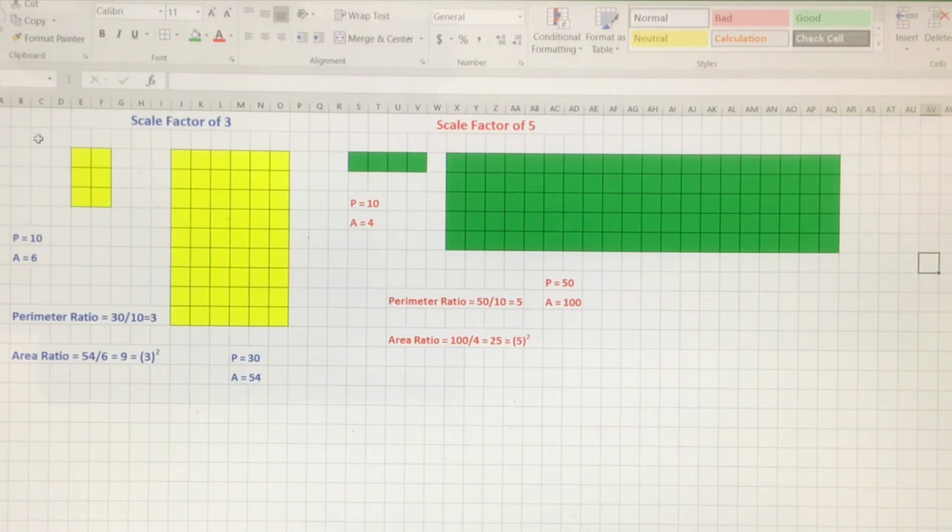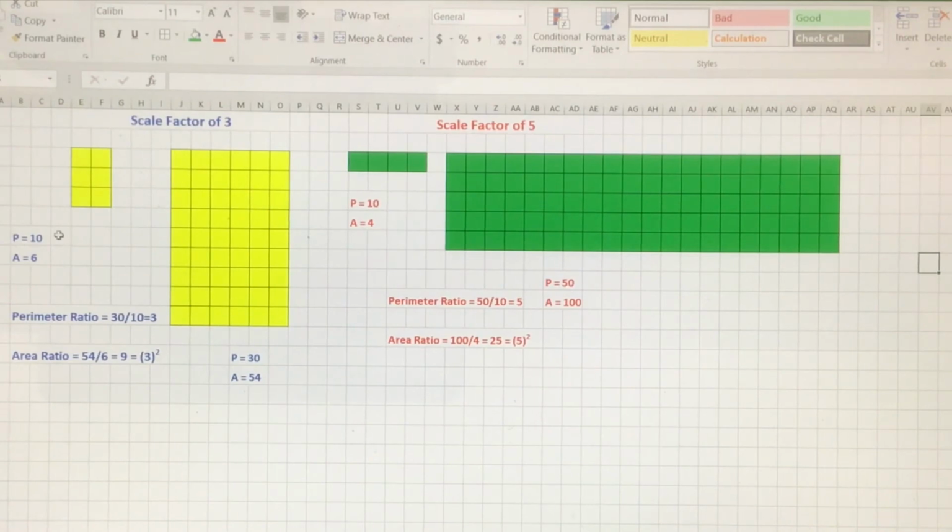A scale factor of 3 means each side length is 3 times bigger, right? The proportionality constant between the sides is 3. So if this is 2, then this is 6. And if this is 3, then this is 9. Okay? So let's take a look at the perimeter ratio first.